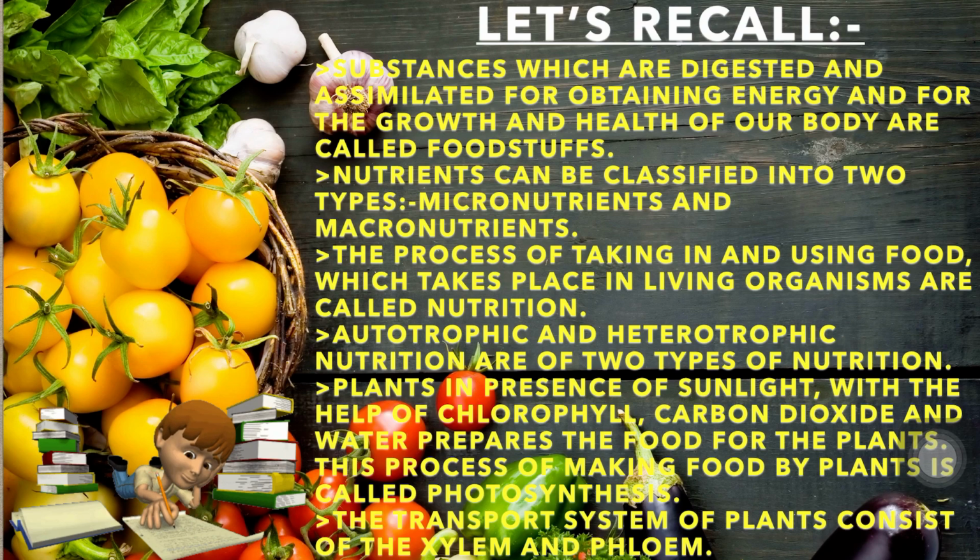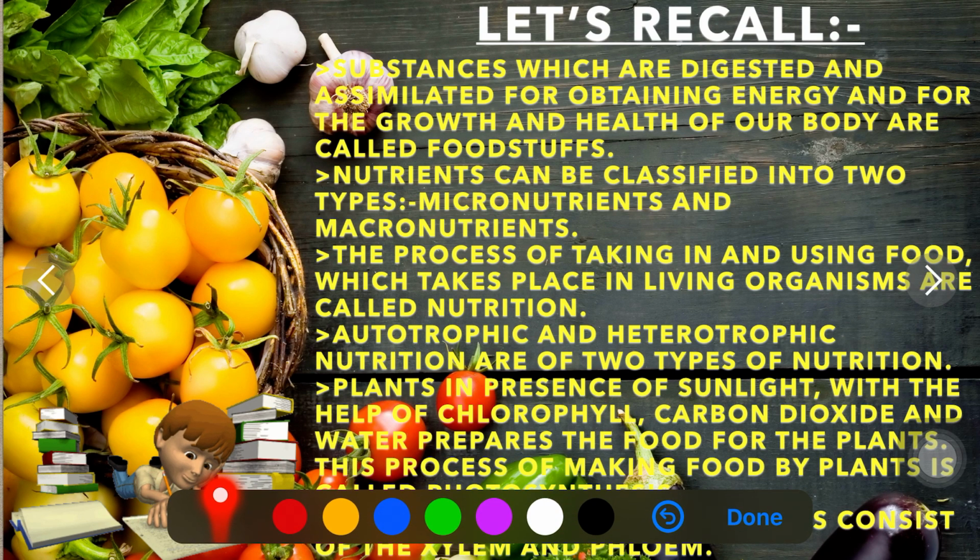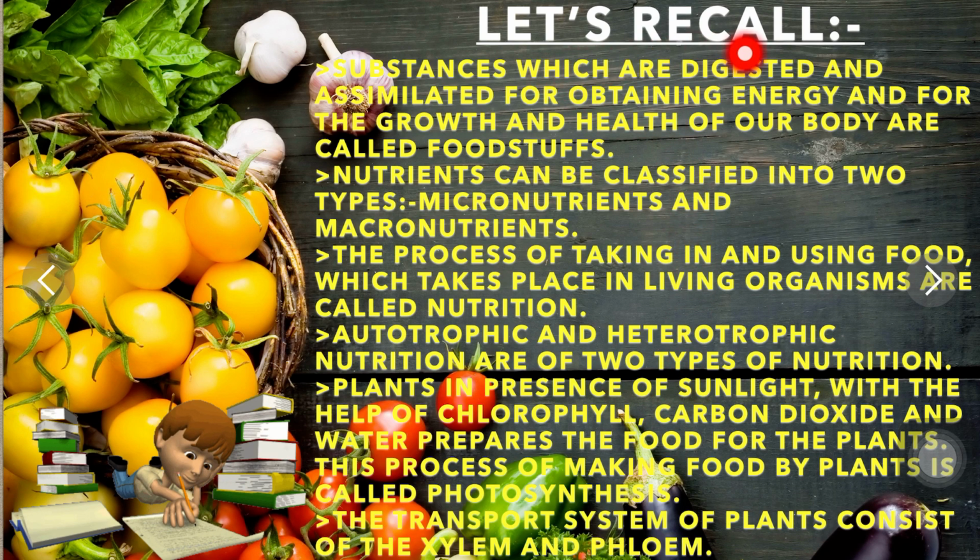Students, before starting with this module, I want you to recall some topics of my previous video. Substances which are digested and assimilated for obtaining energy and for the growth and health of our body are called foodstuffs. Nutrients can be classified into two types, that is micronutrients and macronutrients. The process of taking in and using food which takes place in living organisms is called nutrition. Autotrophic and heterotrophic nutrition are two types of nutrition.